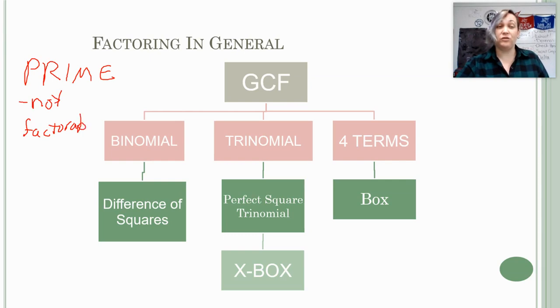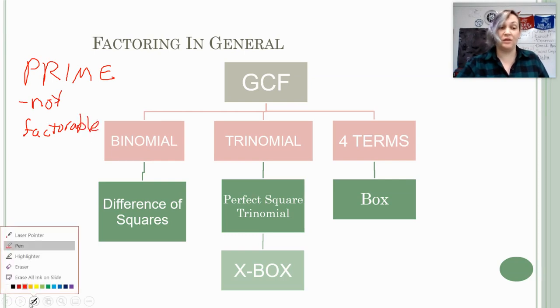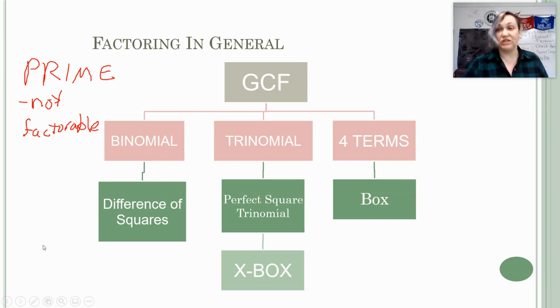Now, if you do even just one type of factoring, then it is not prime. So let's say that you do the GCF and then you try X box and X box doesn't work. That doesn't make it prime. You've already done some sort of factoring. You already did the GCF. So as soon as you do one type of factoring, it can no longer be prime. Prime is just like, I literally can do nothing with this problem.